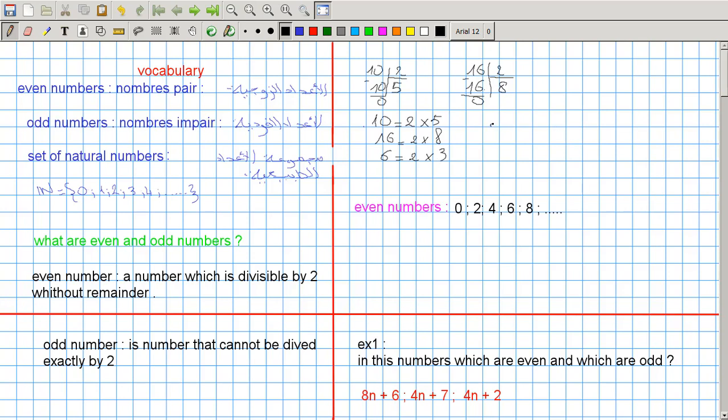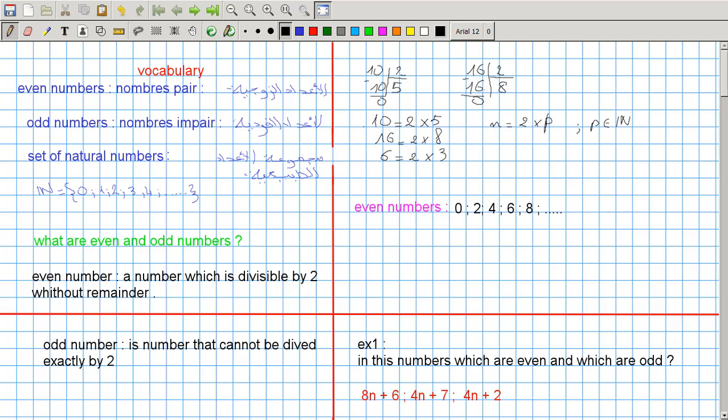Even number: n equal 2 times p, p belong to N. يعني p تنتمي إلى N. N set of natural number مجموعة الأعداد الصحيحة الطبيعية. We don't care about the value of p. p must be a natural number. That's enough. n equal 2 times p. Even numbers 0, 2, 4, 6, 8, 12 are even numbers.